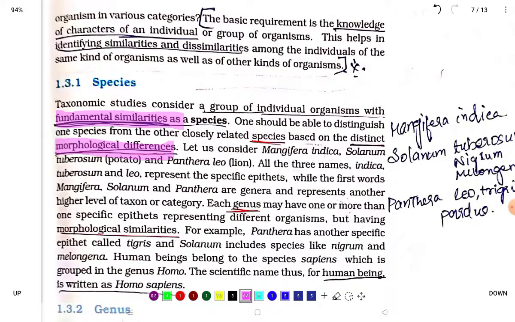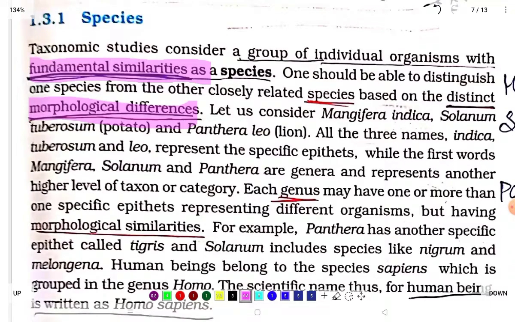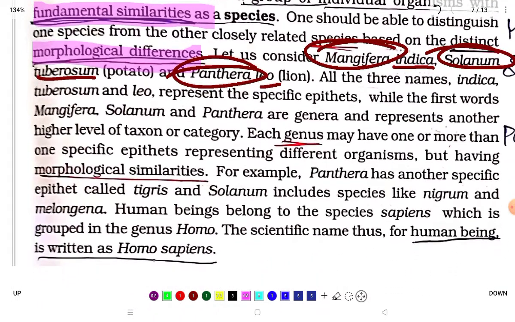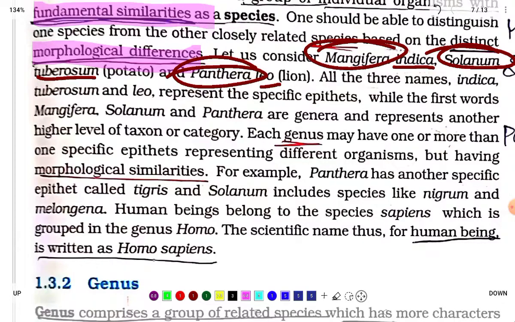Let us consider Mangifera indica, Solanum tuberosum potato, and Panthera leo lion. Mangifera indica is mango. In the last video I said that all three names, indica, tuberosum and leo, represent the specific epithets, while the first words, Mangifera, Solanum and Panthera, are genera and represent a higher level of taxon or category. So in Mangifera indica, Solanum tuberosum and Panthera leo, indica, tuberosum and leo are specific epithets, and Mangifera, Solanum and Panthera are generic names, that is, genus. Each genus may have one or more specific epithets representing different organisms but having morphological similarities.